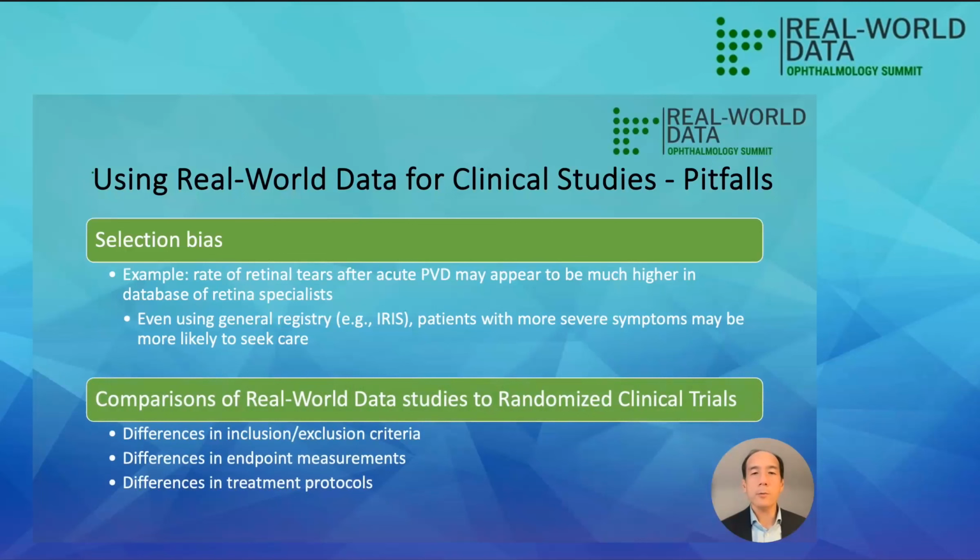Finally, we have to be very careful about comparing real-world outcomes to randomized clinical trials. These are clearly not apples-to-apples comparisons. It's not uncommon for real-world studies to include patients who might not have qualified for the randomized trials to begin with. Even if the same inclusion and exclusion criteria are used, the distribution of patients with varying severity of the disease being studied may actually differ from the randomized trial. Endpoint measurements are also often different, especially when it comes to visual acuity, as trials use standardized ETDRS protocol refractions, while real-world studies usually do not. Finally, real-world studies often do not follow the same treatment protocol as the clinical trial.